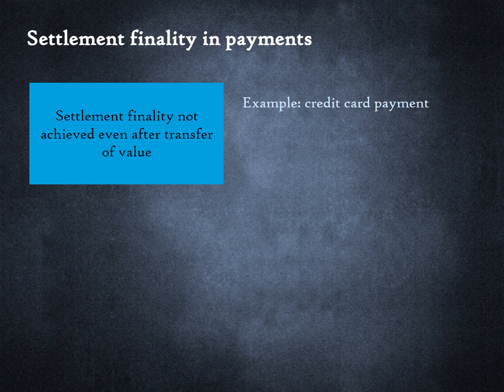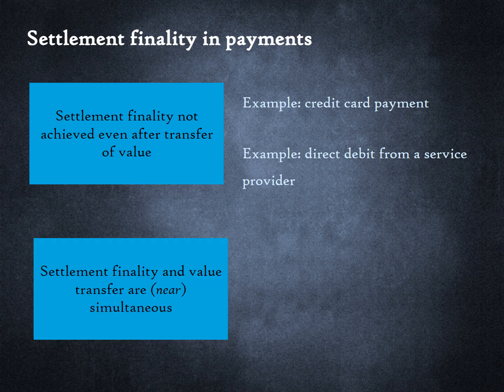For instance, a charge on a credit card can be disputed and reversed if the dispute is raised within a stipulated time period after the card was charged. Similarly, an individual can dispute a direct debit on her bank account within a specified time period of the charge hitting a bank account. The second scenario is when settlement finality and transfer of value occur simultaneously or near simultaneously.